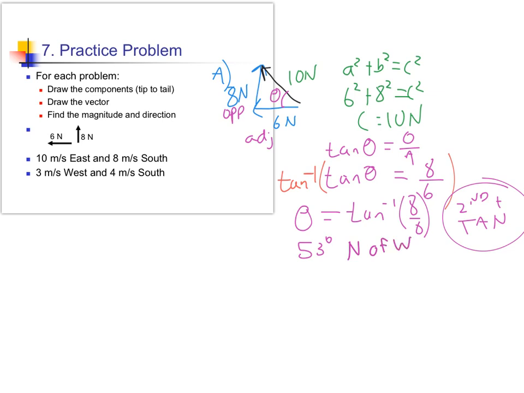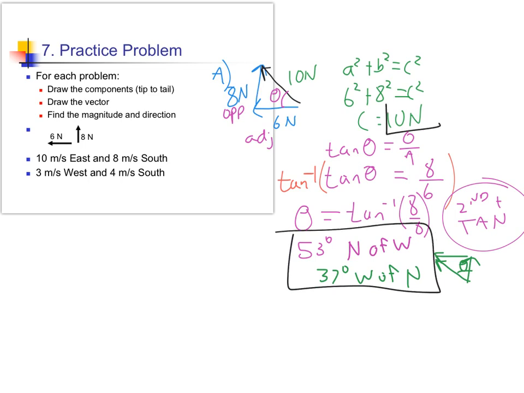If you drew your vectors the other way, okay, so if you drew it like this and then like that, and you found this angle instead, that's perfectly acceptable. It would just be 37 degrees west of north then. So either one of those answers is acceptable for our direction. So there's our direction there. There is our magnitude. So we would say that this vector is 10 newtons at an angle of 53 degrees north of west, or at an angle of 37 degrees west of north.